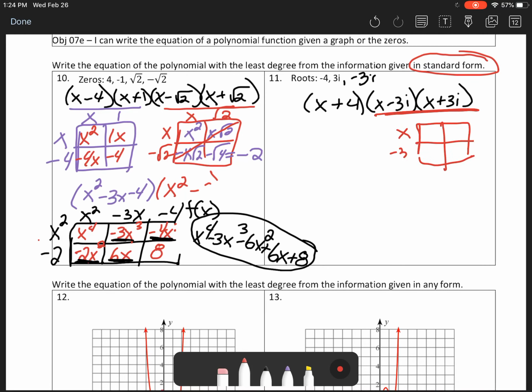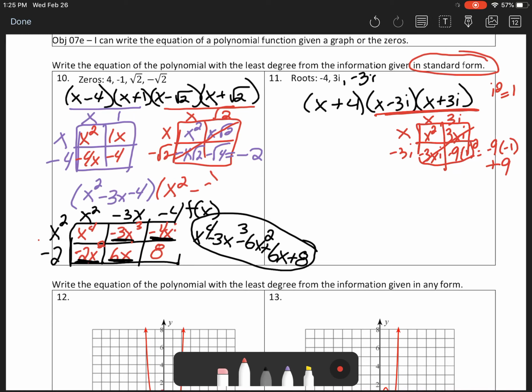Okay, (x - 3i)(x + 3i). So this is x squared, +3xi, -3xi, -9 times i squared. What you need to remember is that i squared is equal to -1. So this box right here is going to be -9 times -1, which turns into +9.